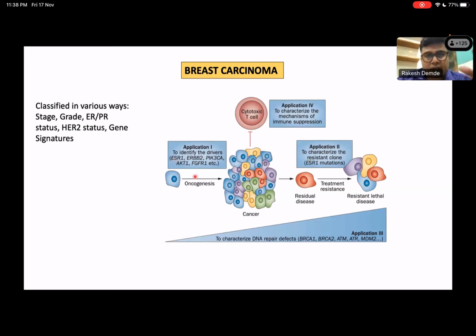It will have a resistance, and this particular mutation is also now taken as a follow-up strategy, where the ESR mutation can be detected on ctDNA, and ESR mutation is now gaining importance in breast carcinomas which are ER positive and HER2 negative.